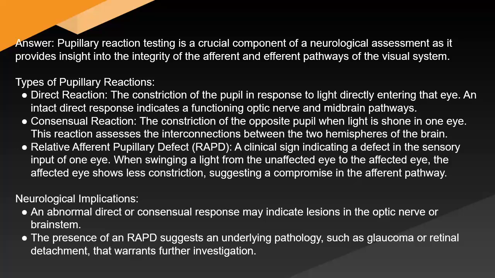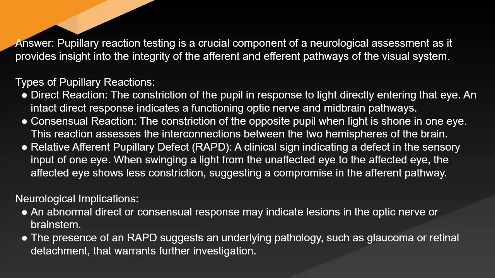Types of pupillary reactions. Direct reaction: the constriction of the pupil in response to light directly entering the eye. An intact direct response indicates a functioning optic nerve and midbrain pathways. Consensual reaction: the constriction of the opposite pupil when light is shone in one eye. This reaction assesses the interconnections between the two hemispheres of the brain.